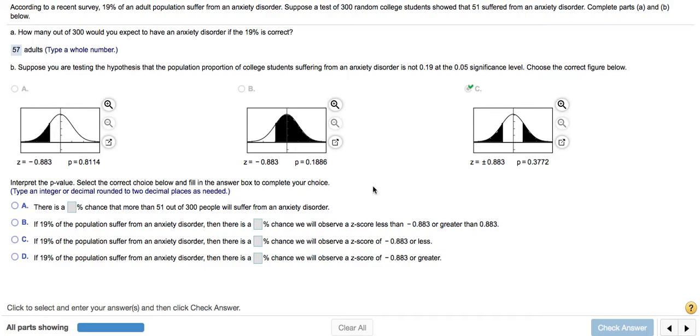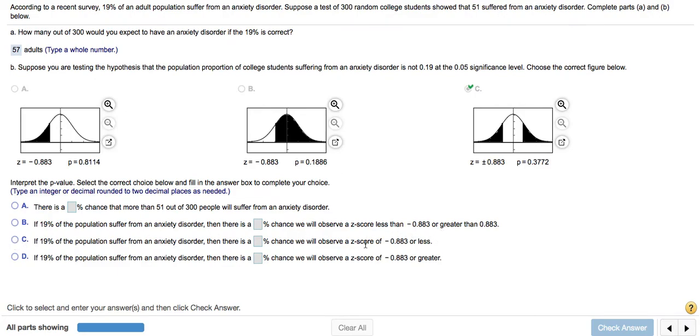And the last part here is to interpret the p-value. Notice that below the graph, it gives you both the z-scores and the corresponding p-value. So I want to choose the right option here that reflects this. And for starters, it's not going to be part A. It's got to be B, C, or D. It's something like if 19% of the population suffer, then there's some type of percent chance that something happens.